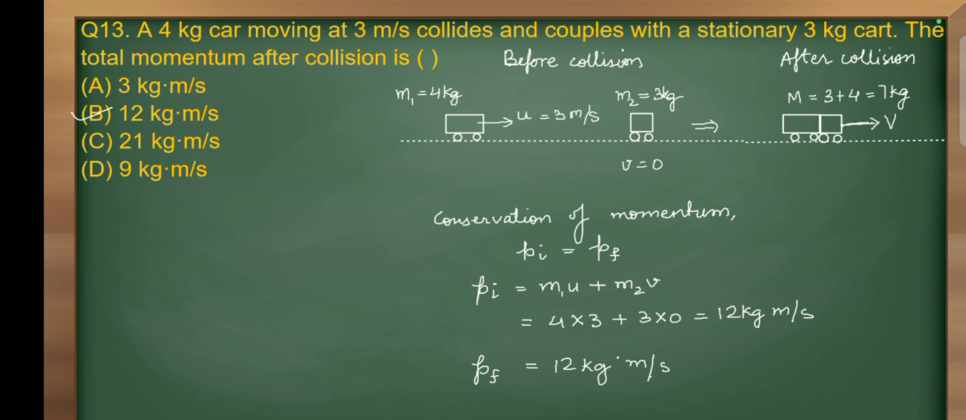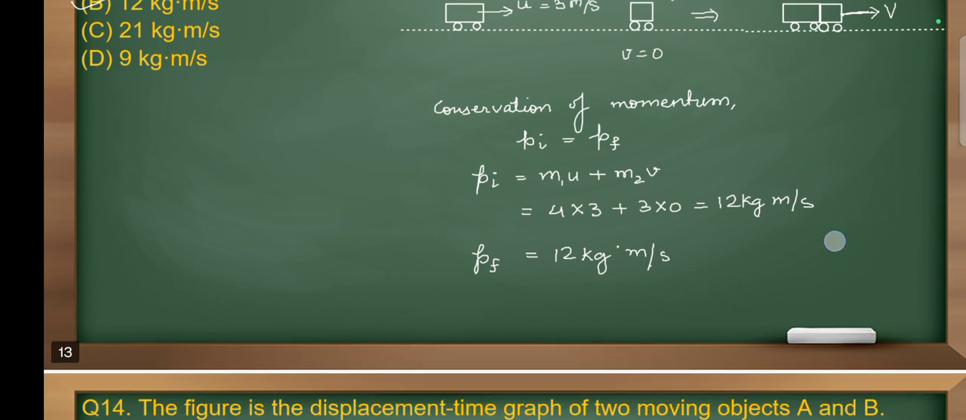So, according to conservation of momentum, initial momentum will be equal to final momentum. We will calculate initial momentum, that will be equal to m1u plus m2v, that is equal to 4 into 3 plus 3 into 0, that will be equal to 12 kg meter per second. We know that final momentum will be equal to initial momentum, so it will also be 12 kg meter per second. So option B is correct.